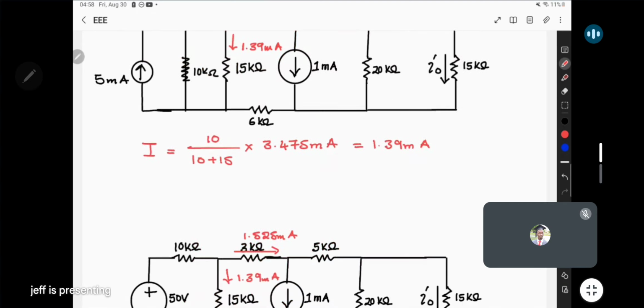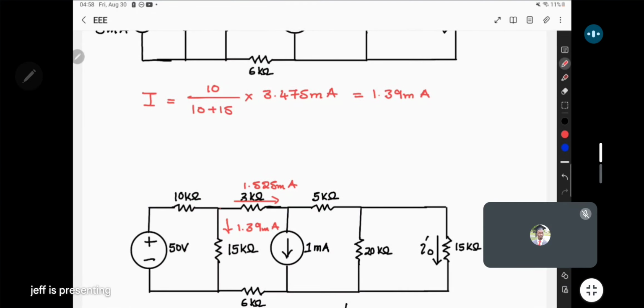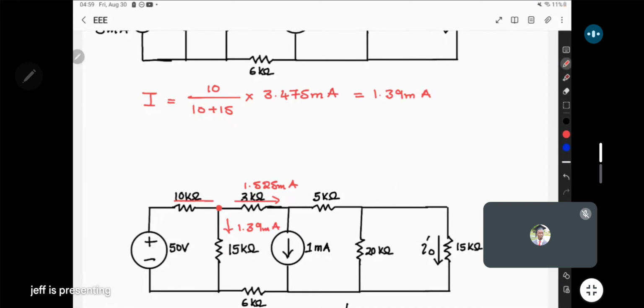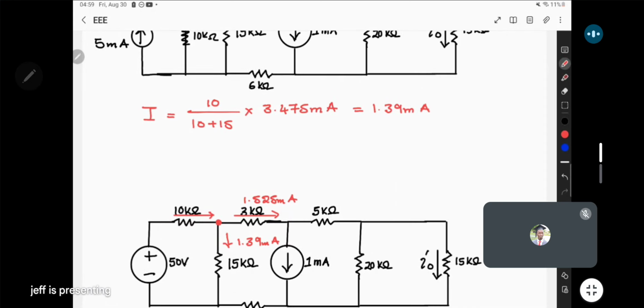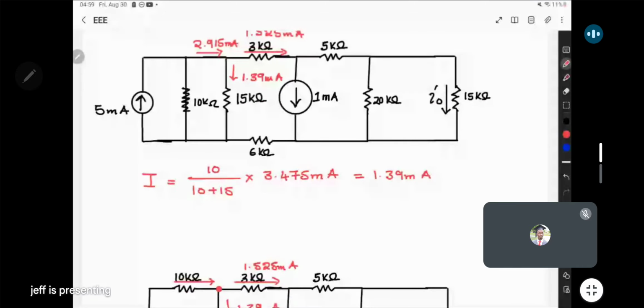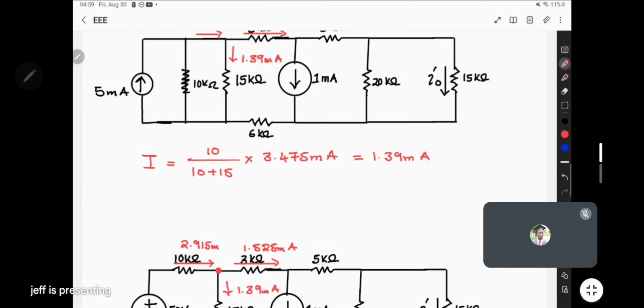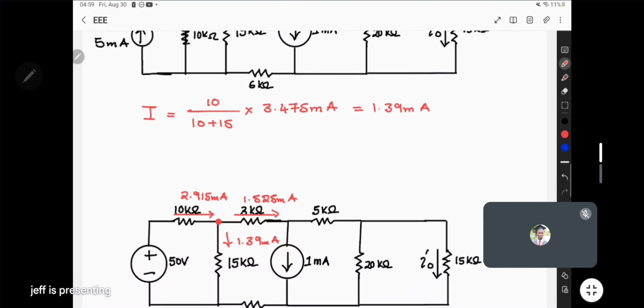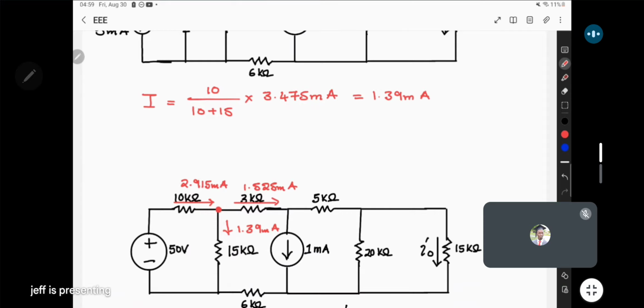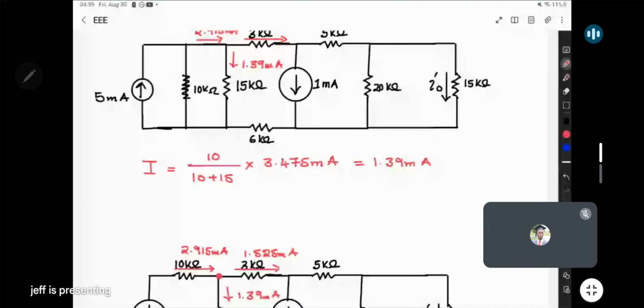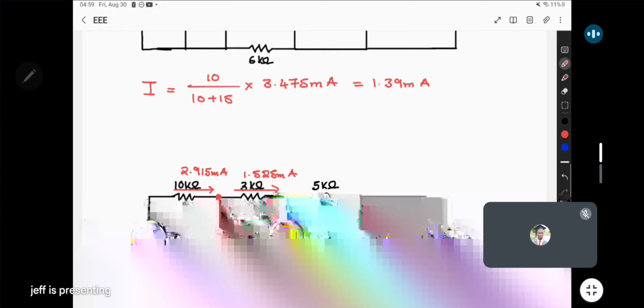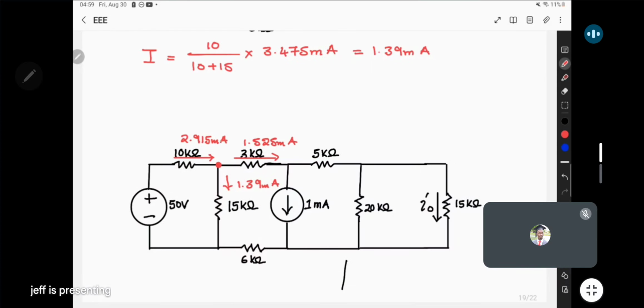Now here, this is why I was saying it was important for us to understand how much current was shared at this point to get the 1.525 and the 1.39. And we were able to get the current that is approaching the junction here to be 2.915. That was 2.915 milliamps.